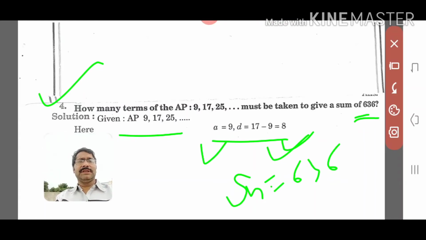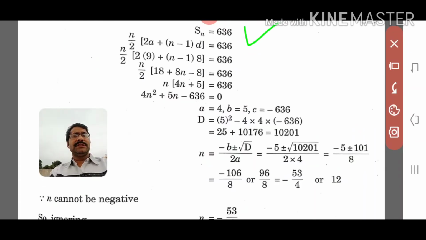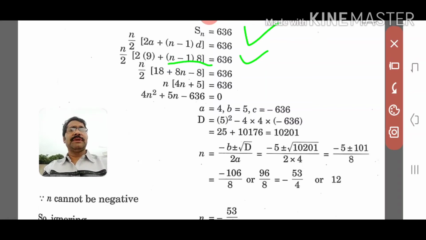So how can we find it, you can understand this. Look at Sn equal to 636. The Sn formula we know: Sn equals n by 2 (2a plus (n minus 1)d) equal to 636. Now in place of a you put 9, in place of d you put 8, and 2 into 9 is 18. So you have n by 2 (18 plus 8n minus 8) equal to 636. Here 18 minus 8 is 10.